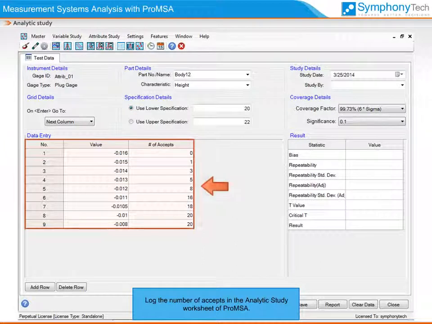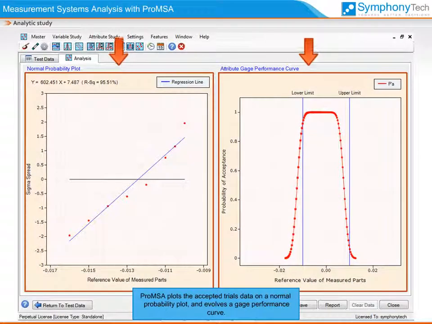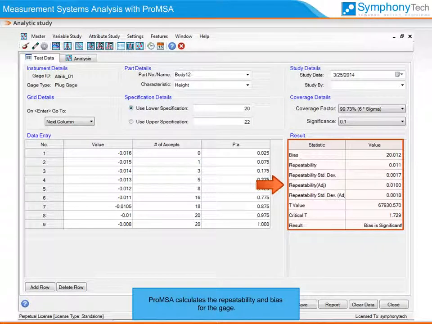Log the number of accepts in the analytic study worksheet of ProMSA. ProMSA plots the accepted trials data on a normal probability plot and evolves a gauge performance curve. ProMSA calculates the repeatability and the bias for the gauge.